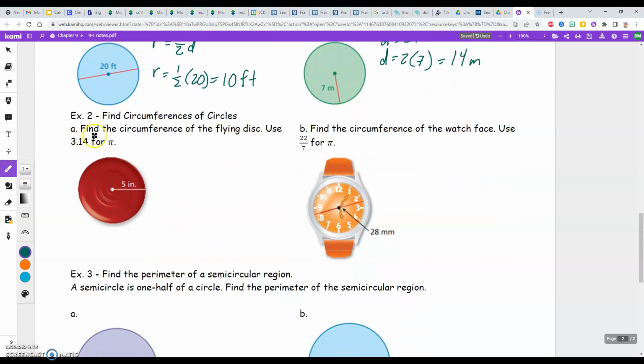Down here, find the circumference of the flying disc. Use 3.14 for pi. So we're using 3.14 for pi because 5 is not divisible by 7.